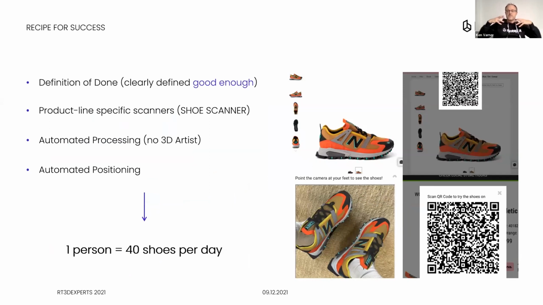So, to conclude, you've got this recipe for success based on this one specific use case. Have it very clear with your clients: what's your definition of done? Clearly define good enough. That then led to a very product-line-specific scanner, like a shoe scanner. For example, if someone says, we want to do couches all day long, then we build specifically for sofas and nothing else. Then automated processing, which allows you to completely avoid any input or manual work from 3D artists. And then pushing that straight into automated positioning, which has been the big development for virtual try-on right now. It allows one single user to spit out 40 assets a day, in this case shoes, without any manual input, except for putting the shoe in and hitting play, as you would at a photo studio.